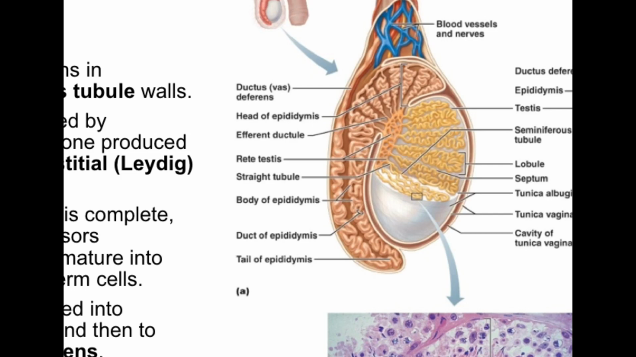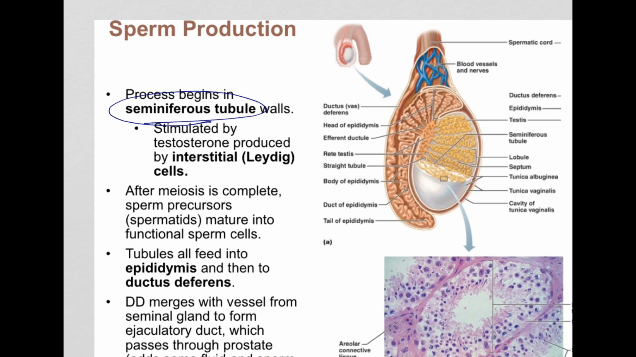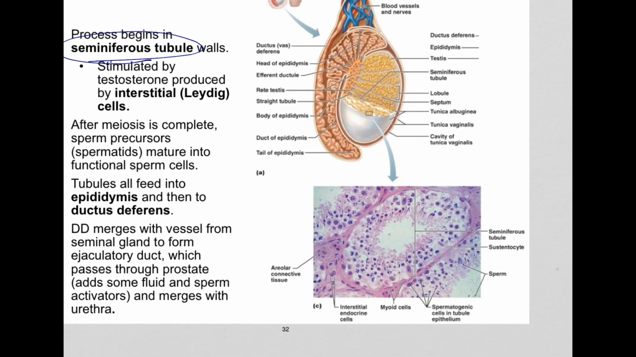What's essentially happening here is inside one testis you have a very large number of these coiled tubes, okay? And we call those seminiferous tubules. And the wall, the epithelial wall of those tubes, is full of cells that are constantly going through division. And they're actually going through 2 different kinds of division, mitosis and meiosis.